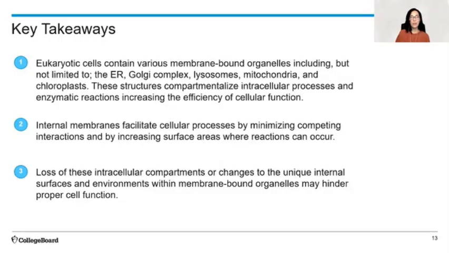So some key takeaways here: eukaryotic cells contain a variety of membrane-bound organelles that compartmentalize intracellular processes and enzymatic reactions and ultimately increase the efficiency of eukaryotic cell function. Internal membranes facilitate these cellular processes by minimizing competing interactions or by increasing surface area through membrane folding. And any loss of these intracellular compartments or changes to these membranes can hinder proper cell function.